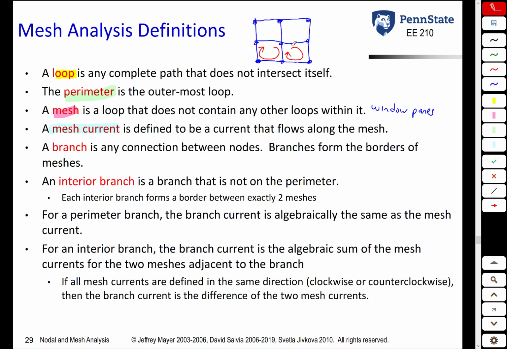Next term is a branch. A branch is any connection between nodes. So that's a branch, that's a branch, and so on. Basically, think of branches as where our components are going to be. An interior branch is a branch that's not on the perimeter. That's an interior branch, that's an interior branch. This is not an interior branch because it's on the perimeter.